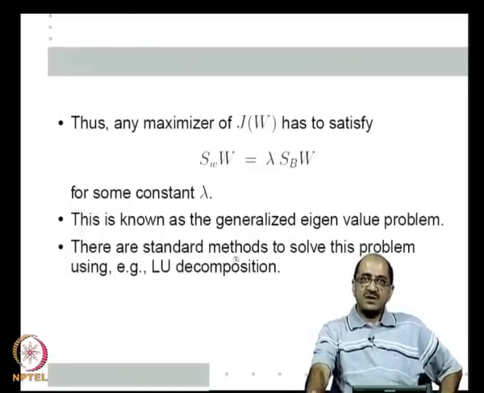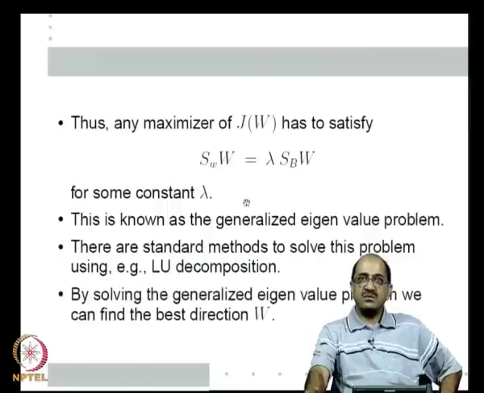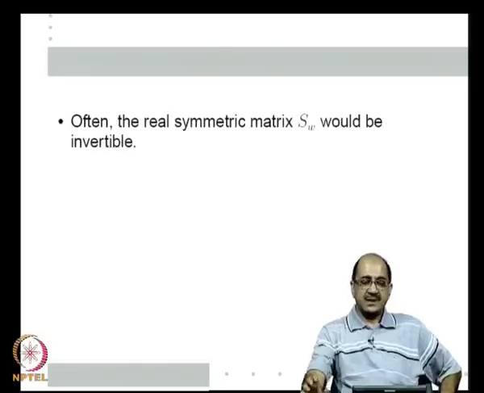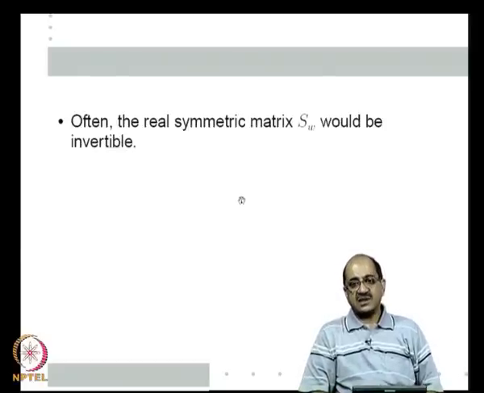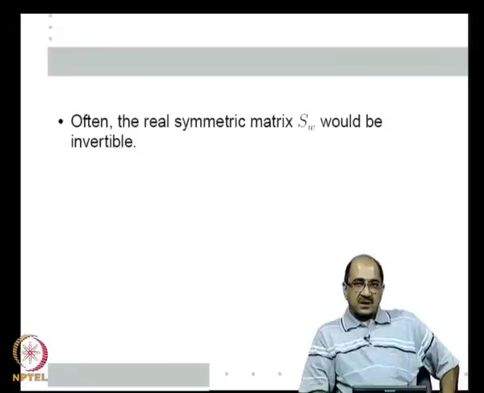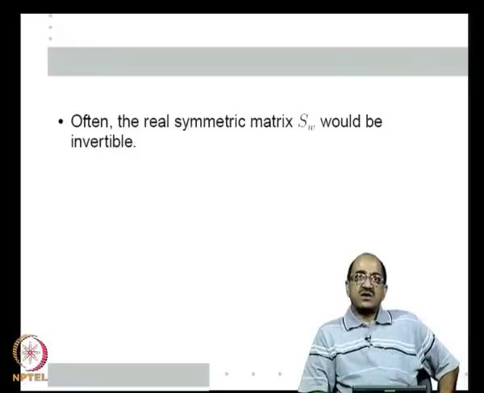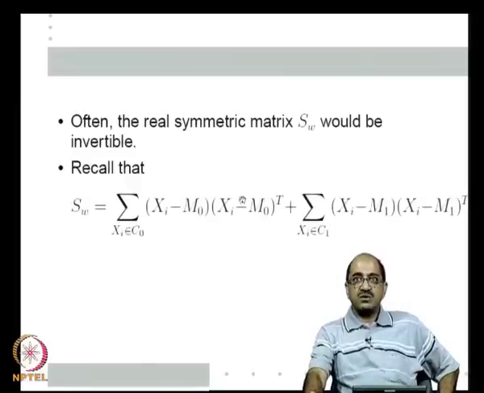But right now, we note that by solving the generalized eigenvalue problem, we can always find the best direction W. But as I said, often I may not have to solve the generalized eigenvalue problem. This is because the real symmetric matrix SW is often invertible. Why is that so? SW is this matrix.